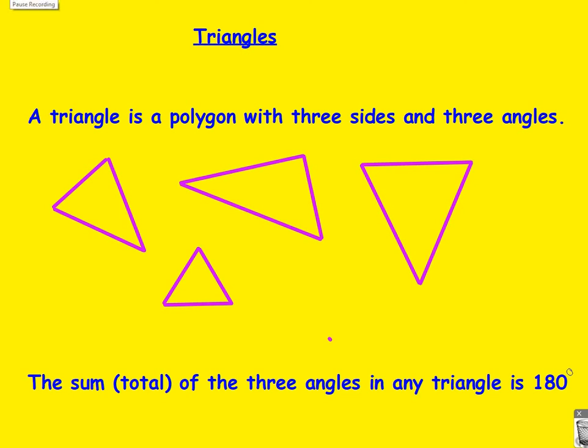In today's lesson we're going to have a look at triangles. Now, as you no doubt are well aware, a triangle is any polygon with 3 sides and 3 angles. So any shape with 3 straight sides we refer to as a triangle. The sum of all 3 angles in any triangle, so the 3 internal angles, always add up to 180 degrees.